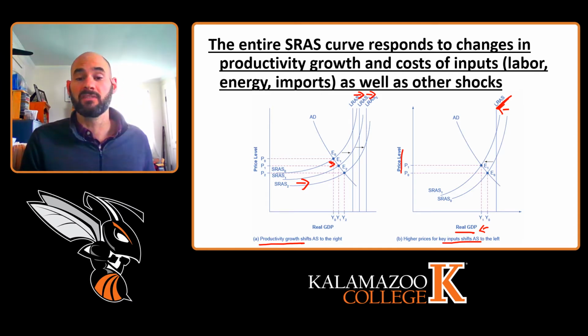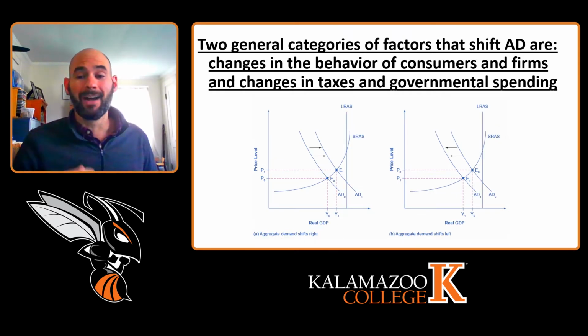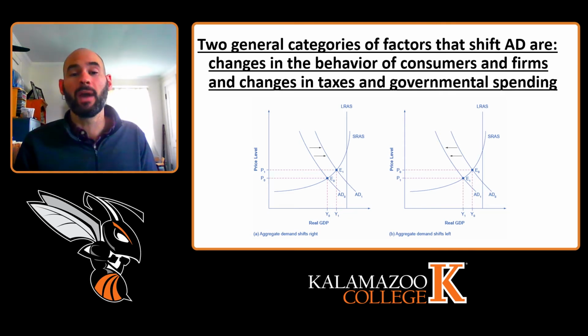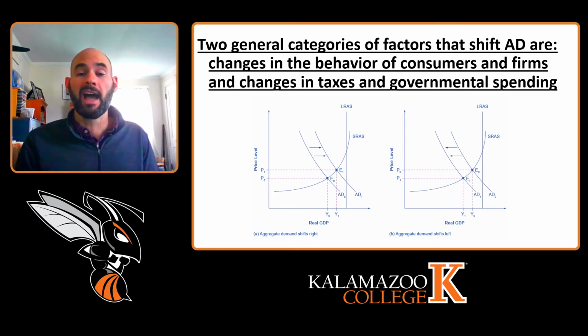that if aggregate demand were to shift as well, these conditions may not hold based on the direction in which aggregate demand shifts. So looking at what factors cause aggregate demand to shift, we're going to think about two primary sets of factors. So anything that changes the behavior of consumers and firms, possibly changes in entrepreneurial confidence or expectations about the future of the economy, or changes in taxes and government spending.